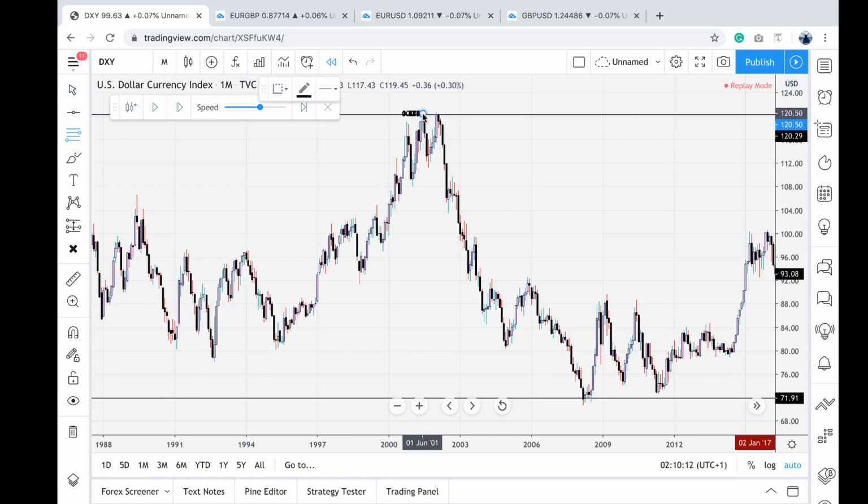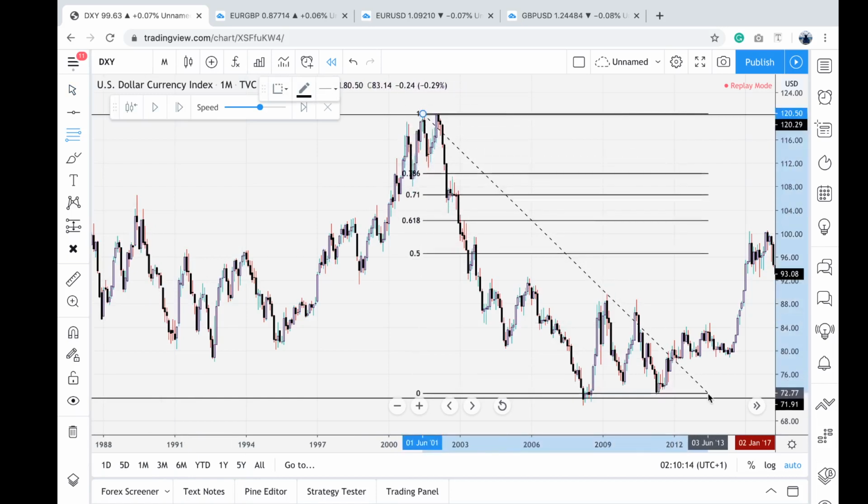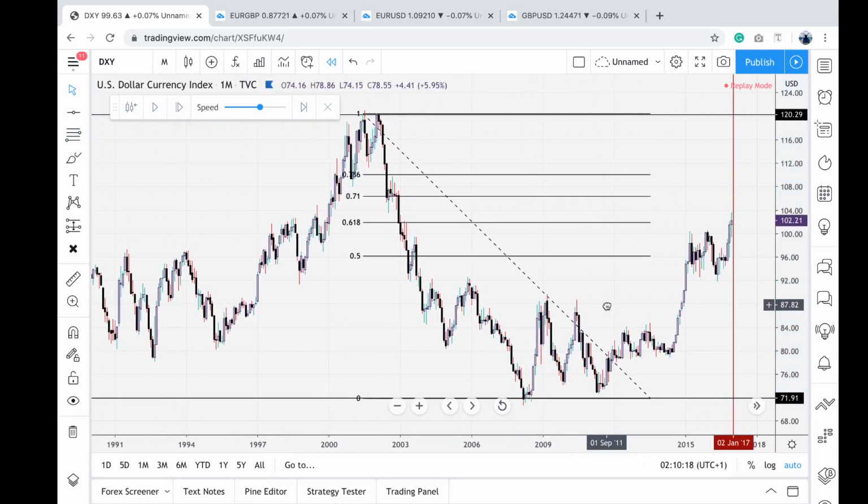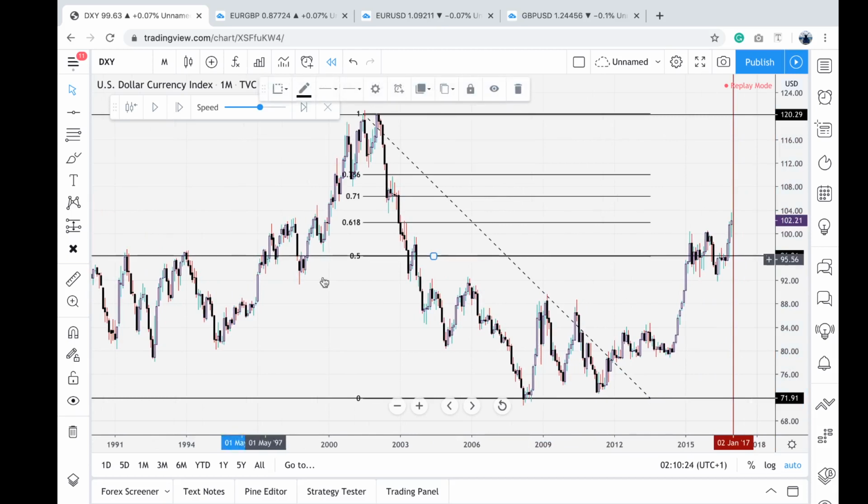Okay, so premium is where you can expect some sales to come into the marketplace, and discount is where you can expect some buys to come into the marketplace. So this is our discount level on the range.